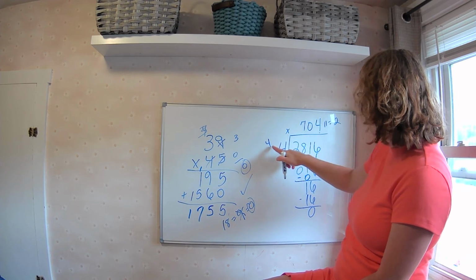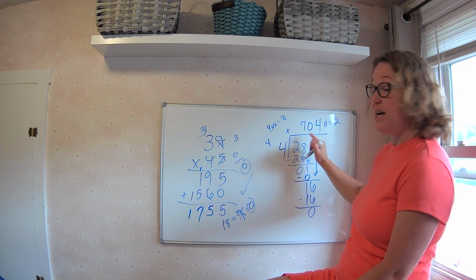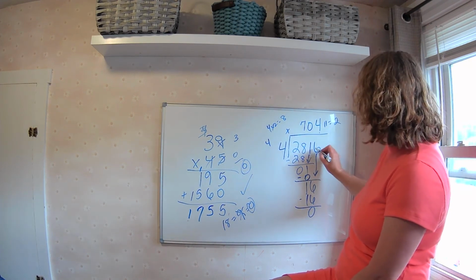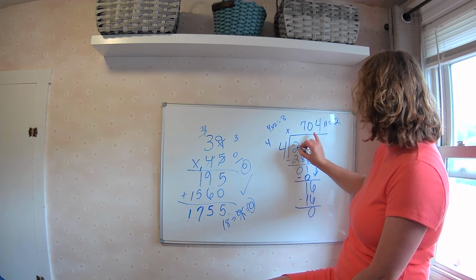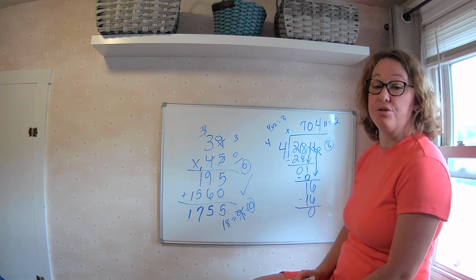2 times 4. 4 times 2 is 8. So I'm looking to see if I end up with 8 here in my dividend. Do I have anything that equals 9? I do. I have a 6, a 1, and a 2, which equals 9, so it leaves me with just 8, and 8 equals 8.